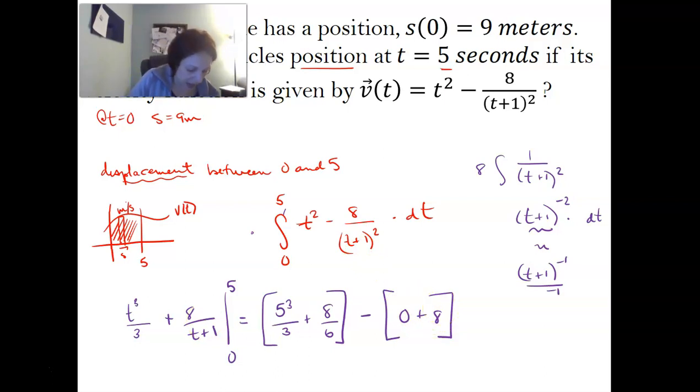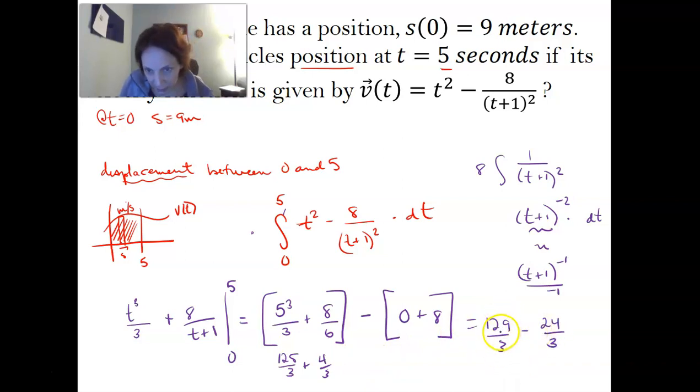Okay, so I've got 5 to the 3rd power, so that's 125 over 3, and 8 over 6 is 4 over 3, so that's what, 129 over 3 minus 8, which is 24 over 3. So I have 105 over 3, which is 35. I'm not going to lie to you, I put that one into the calculator real quick. I'm not that good at mental math.